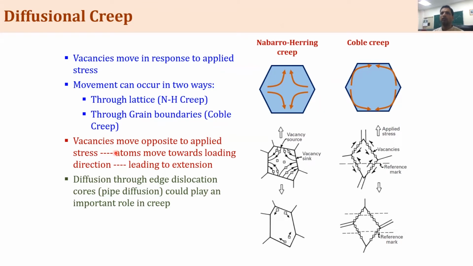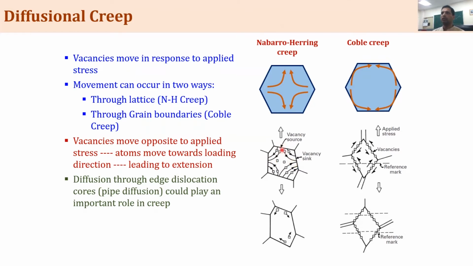And we also mentioned vacancies move opposite to applied stress, atoms move towards the loading direction, leading to extension. So if you're looking at grains, this is the direction of movement of atoms, this is the direction of movement of vacancy. So this is a vacancy source, and the vacancy would move.